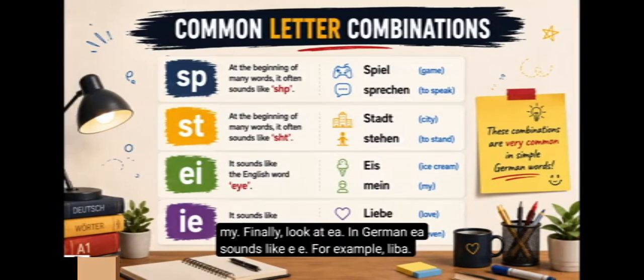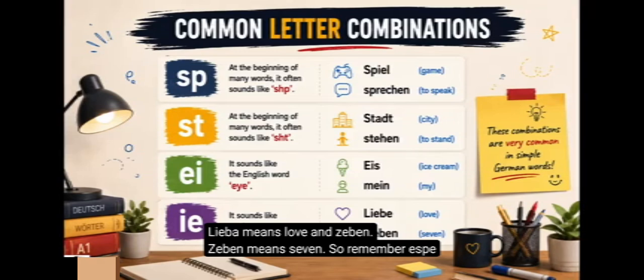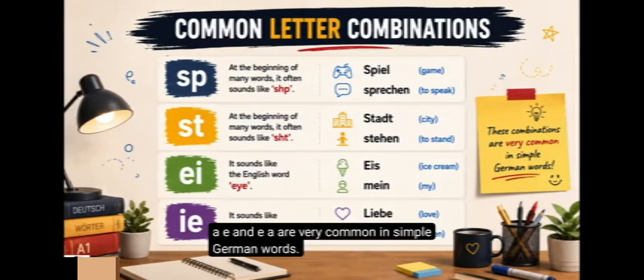Finally, look at ie. In German, ie sounds like ee. For example, Liebe. Liebe means love, and sieben. Sieben means 7. So remember, sp, st, ei, and ie are very common in simple German words.